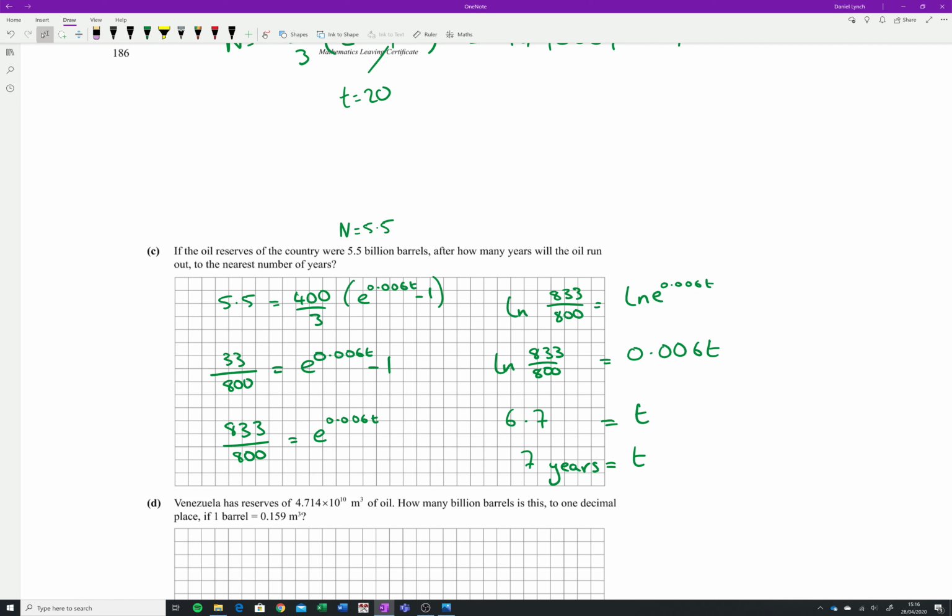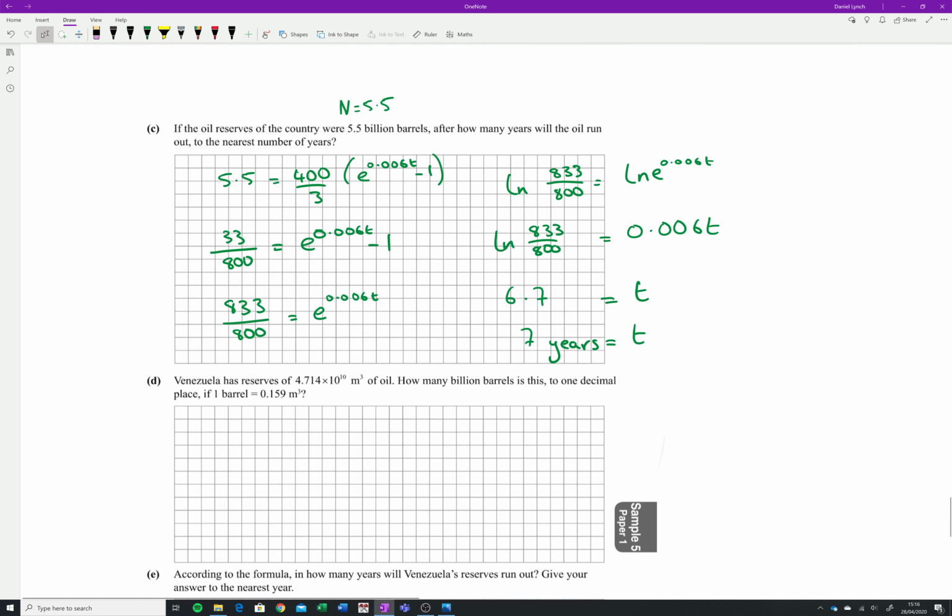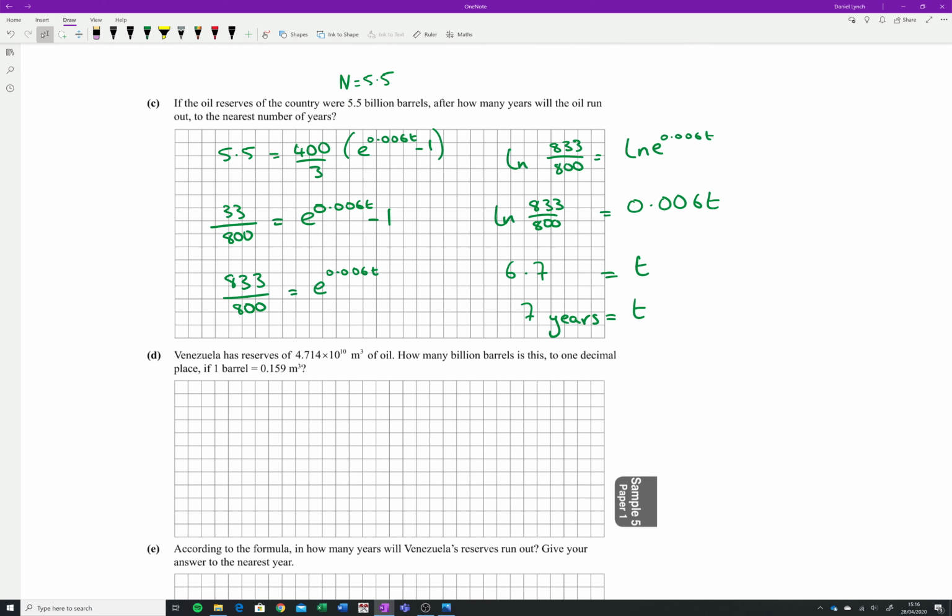Well, that's bad news. If you've only got 5.5 billion barrels, it'll be used up in 7 years. It makes you think it's not worth taking it out. I think that might be the point of this exercise.